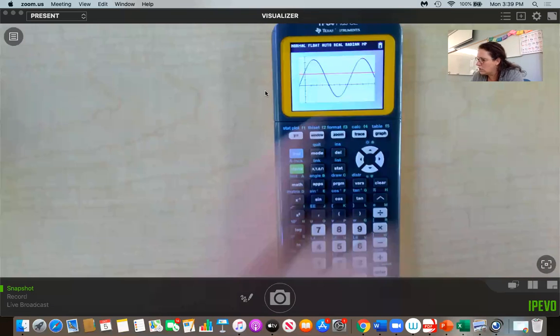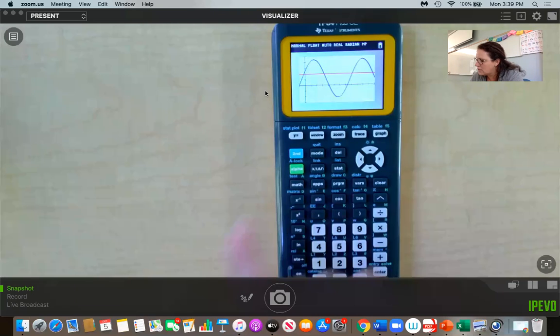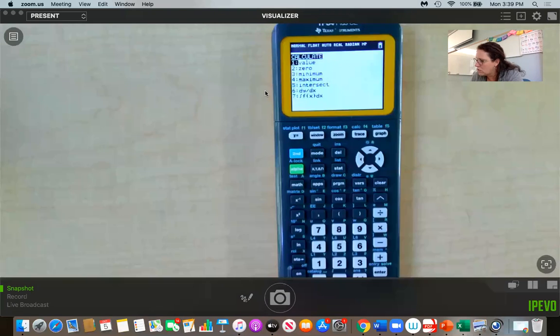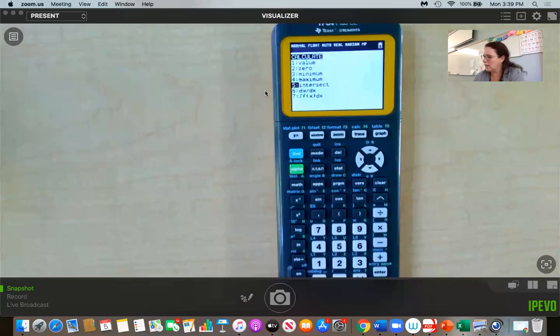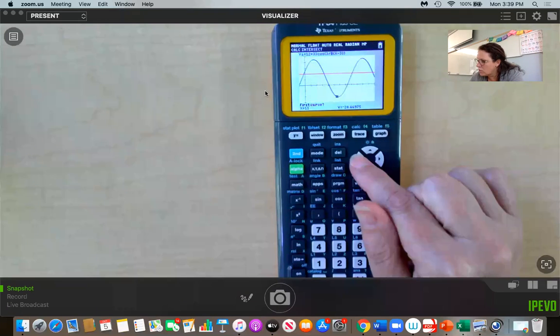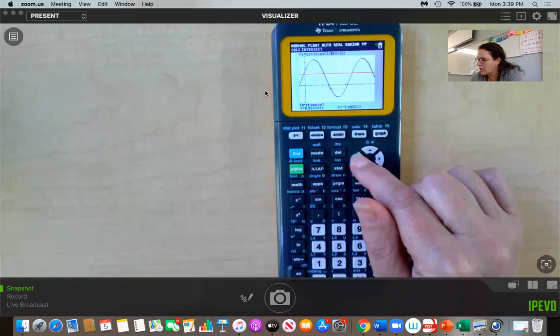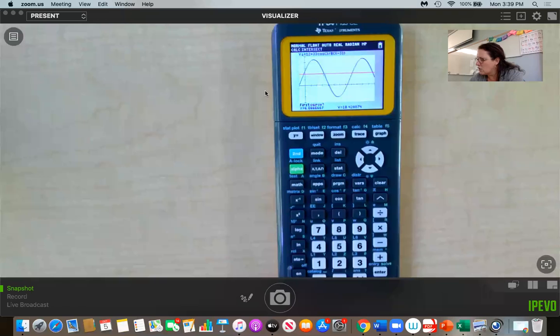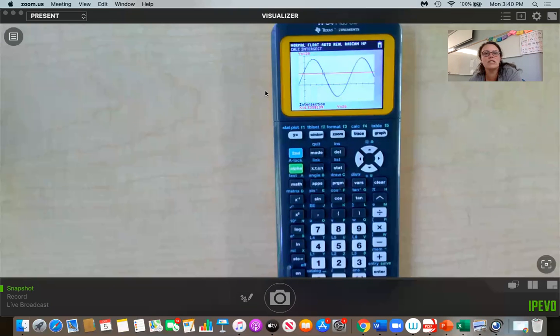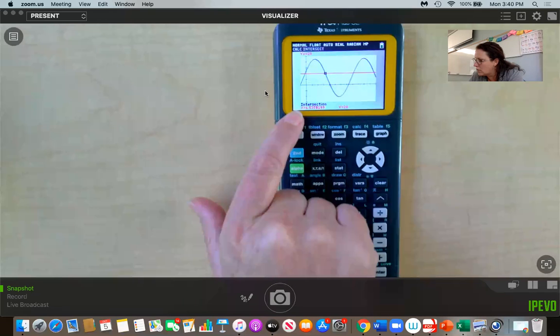So again, you're going to use your calculate feature. You're going to press second and trace. You're going to go down to where it says intersect, because you're going to find the intersection of that function and that line. And you need to tell the calculator which intersection point you are trying to find. I'm going to try and find this one first, so I'm just going to move my cursor somewhere close to it. And it's going to ask you first curve, you press enter, second curve, press enter, guess, press enter. Essentially, you're just pressing enter 3 times, until you get the word intersection at the bottom of your screen.